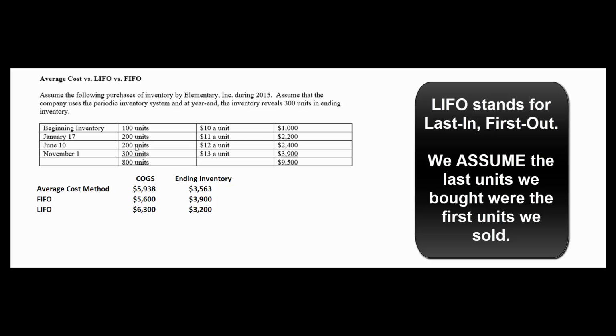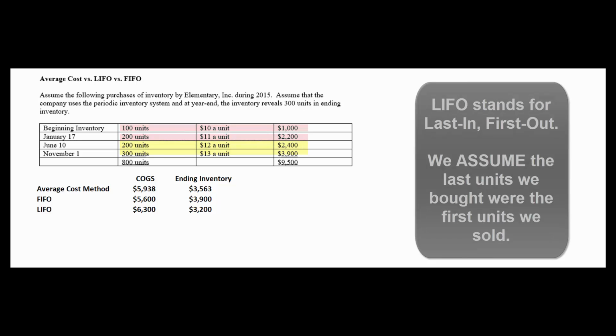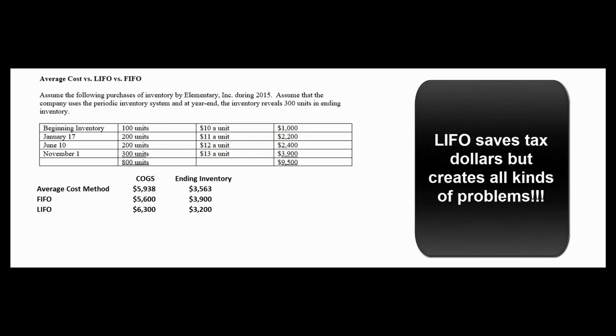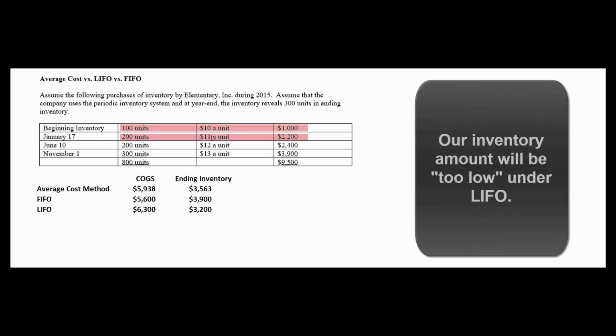We decided there were 500 units that we sold, so we assume we sold these two layers, leaving these two layers in ending inventory. And LIFO really is an unnatural assumption. It's abnormal. It really makes life difficult. It's great that it saves us taxes, but for example, now our inventory consists of these 300 units, but they're priced at $10 and $11 a unit.